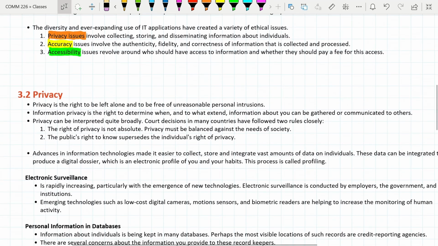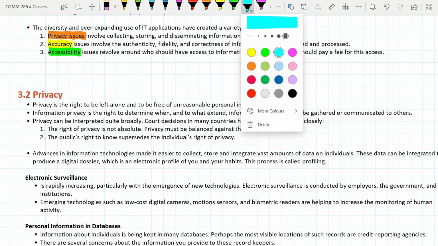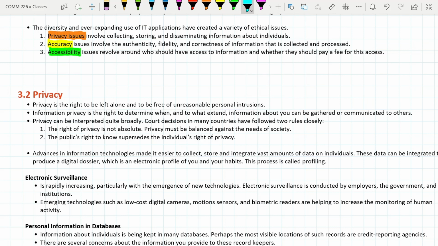So 3.2, privacy. Privacy is the right to be left alone and to be free of unreasonable personal intrusion. Information privacy is the right to determine when and to what extent information about you can be gathered or communicated to others. Information privacy is very important.